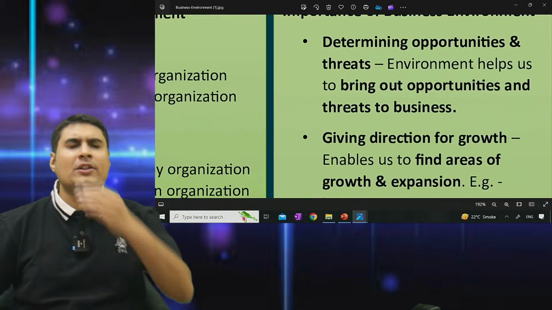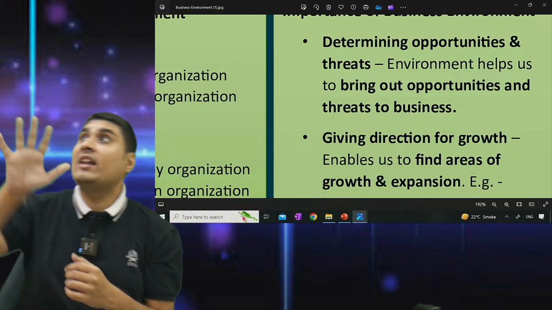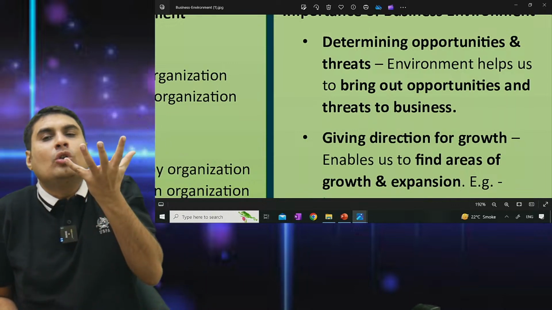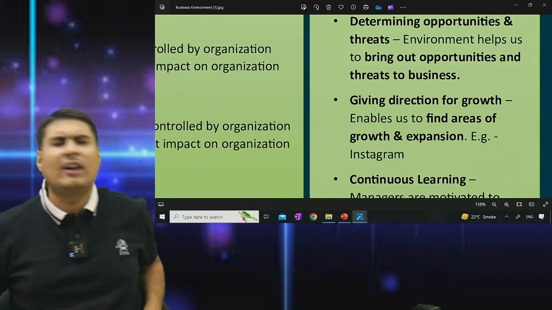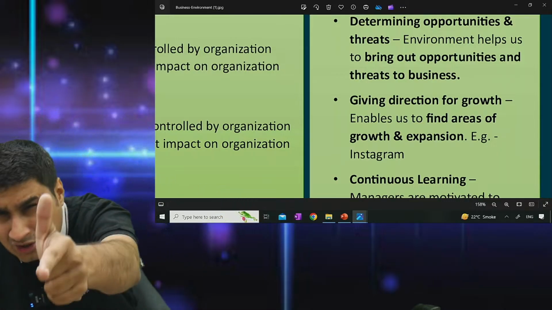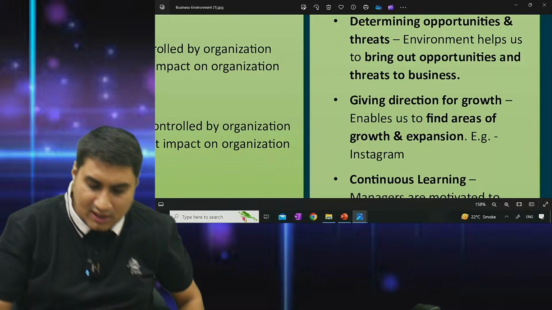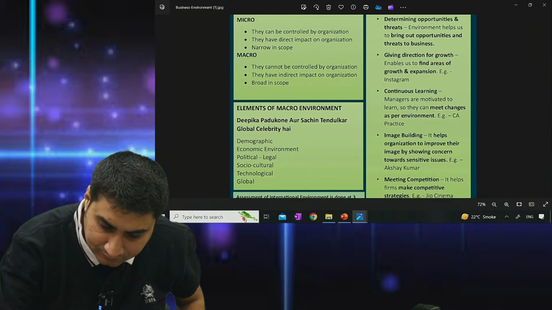5 points. What's the importance of environment? Less chance of coming, but we'll learn. Determining opportunity and threat. Wherever there is opportunity, direction for growth. Continuous learning. Image building, meeting competition.